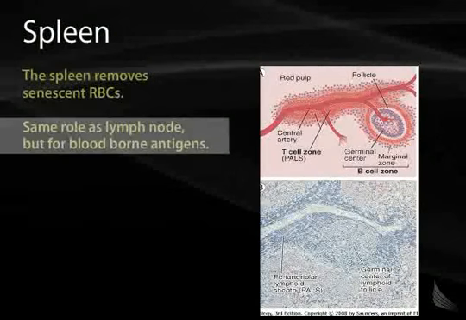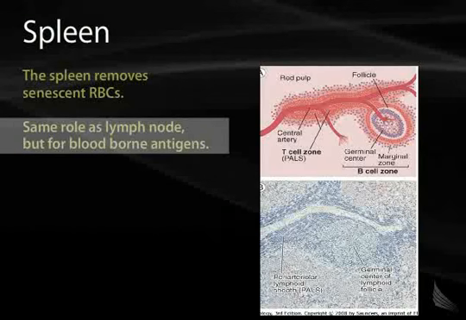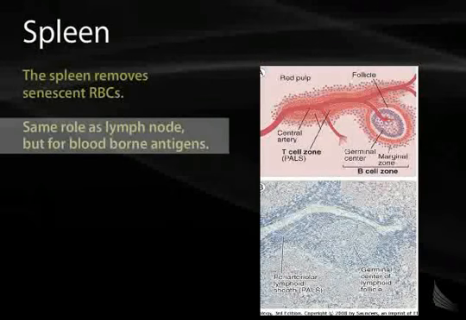Now, as far as antigen presentation goes, it's kind of along the same lines as the lymph node. It will trap blood-borne antigens by antigen-presenting cells, and it can present them to T cells. In the diagram, what we can see, there's a T cell zone called the PALS zone, and then there's the B cell zone, and within the B cell zone, lo and behold, we see again these little circular patterns, these germinal centers that can form.